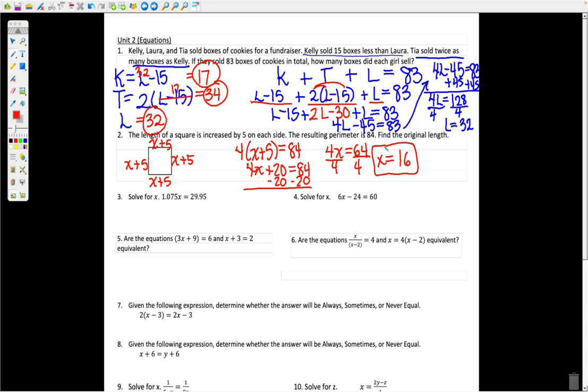If you were checking your answer, you could add 5 to 16 and then multiply by 4 and get 84, so you know it's right. You get it? You can increase it and then see how long all the sides would be. No, you don't have to do that. I was just checking it.